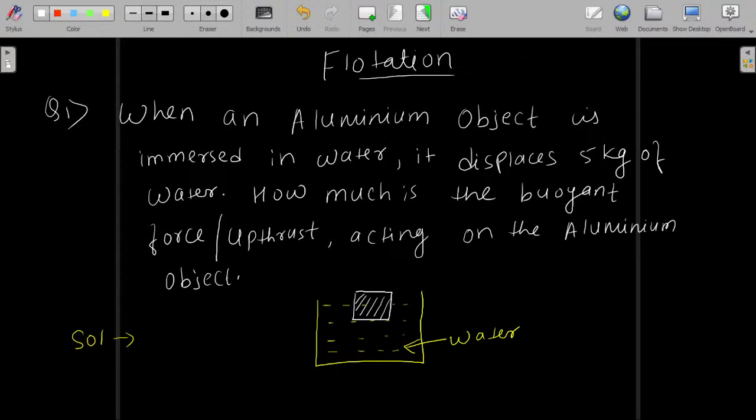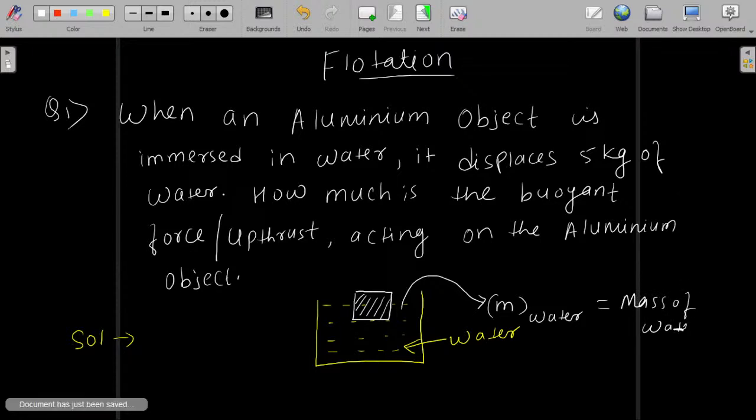So when the object is immersed, it displaces how much water? Water is coming out. How much water? So this is the mass of water. Write down, M of water. Mass of water, how much is it given? It is given, that is M, 5 kg. We have to find the buoyant force.